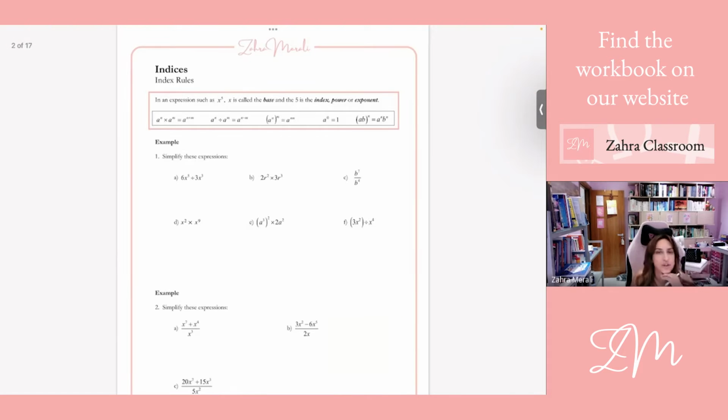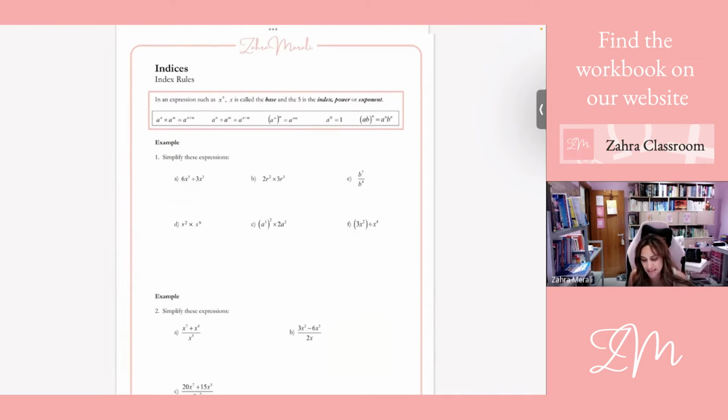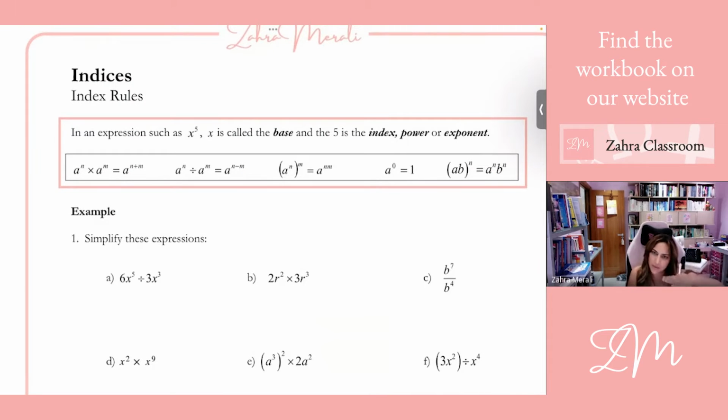The first thing we're going to look at is our index rules. Now, what's an index? So this is when you've got something which is called a base to the power of something else. So for example, if we have x squared, which is something we use a lot, that's x times x. So you can put numbers there. 4 cubed, 4 times 4 times 4. And we've got a few rules.